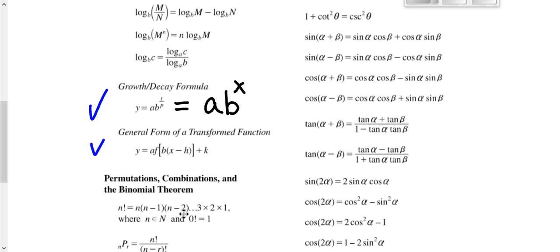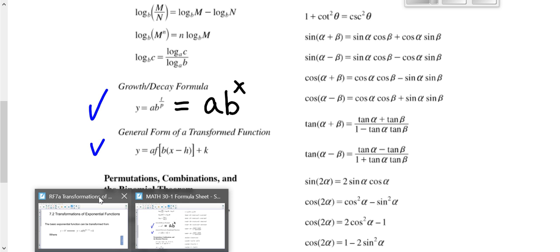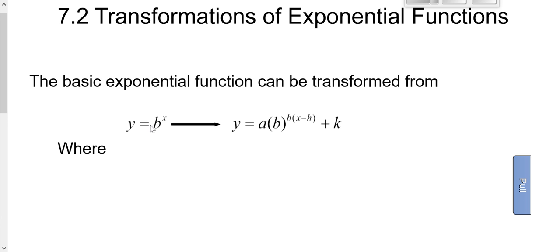Alright, so now let's go back to the notes for today. If you look at this, the basic transformation can be transformed from this into this. If you want, we can write down the general form here. Once again, y equals a times b to the x. So let's highlight this so that you can always compare to this one here.